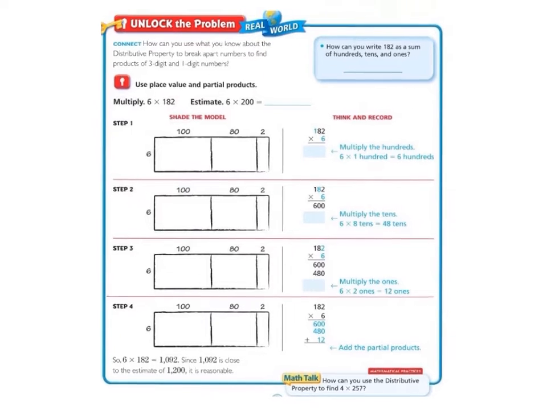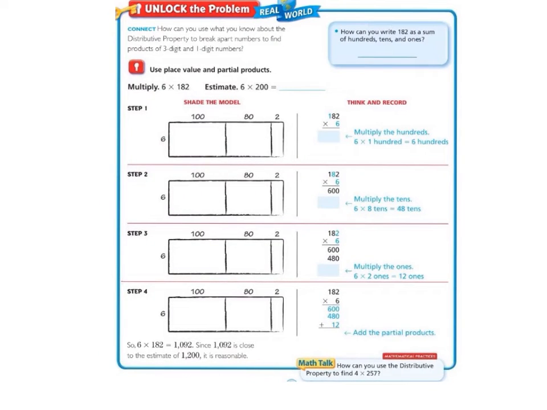So 182 is worth 100 plus 80 plus 2, looking at all of the numbers and their values in that number. So we're going to multiply 6 times 182. And the first thing we want to do is estimate. 182 is almost 200. 6 times 2 is 12. And then we're going to add back on those two zeros. So we know that our answer should be about 1,200.